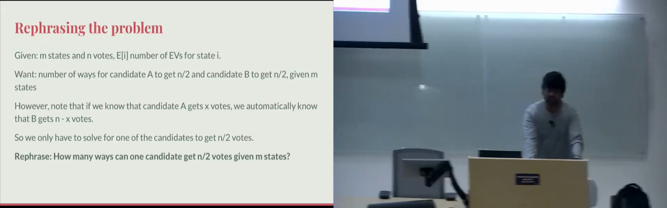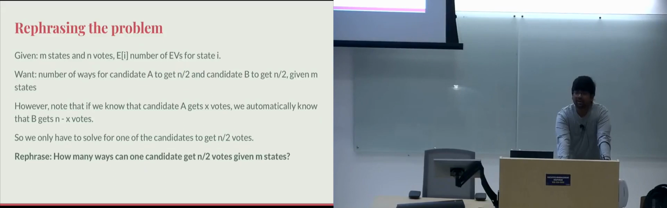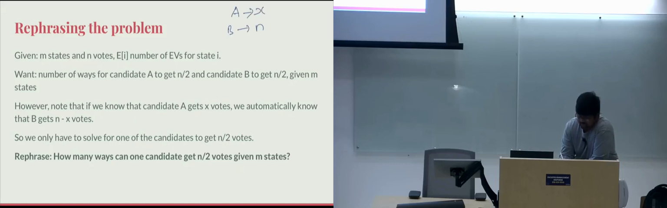If you rephrase this problem, we can simplify what it is actually trying to ask. There are m states and n votes, and we know that n is always an even number. So the number of ways candidate A can get n by 2. Think of it like this: if candidate A gets x votes, the number of votes candidate B gets is always going to be n minus x, right? If you assign something to candidate A, candidate B is always going to get some default value, n minus x. So in both cases, you only need x.